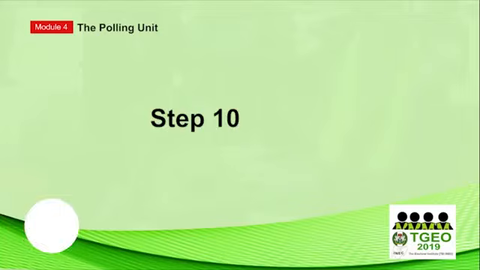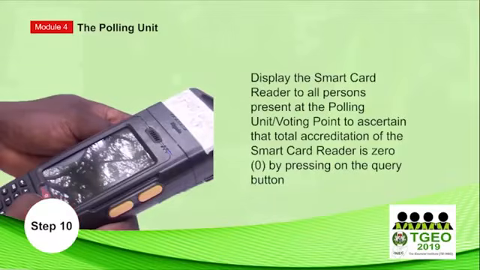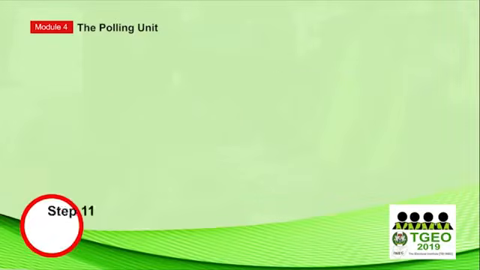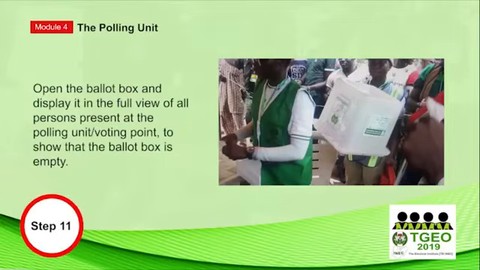Step 10. Display the smart card reader to all persons present at the polling unit or voting point to ascertain that the total accreditation of the smart card reader is 0 by pressing the query button. Step 11. Open the ballot box and display it in full view of all persons present at the polling unit or voting point to show that the ballot box is empty.